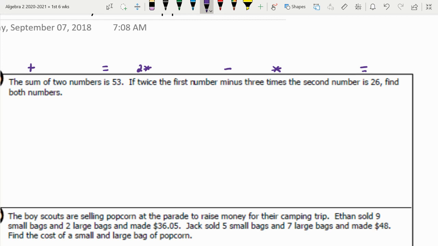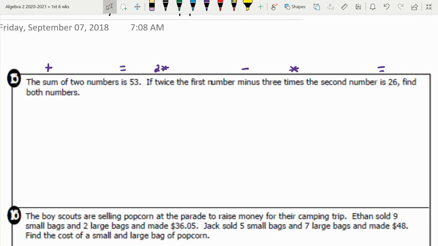Find both numbers. All right, so I want to know what these two amazing numbers are. So let's declare them. Let's say x will be the first number, and y will be the second number. So declare some variables so we know what we're working with. So we got two variables, x and y.